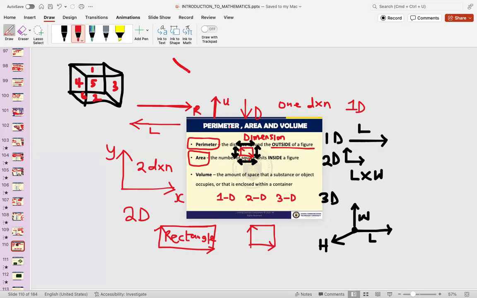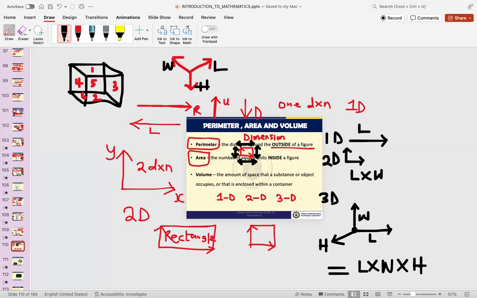Look at the upper part. You are seeing this, you are seeing this, you are seeing that. That is the 3D. So you see a direction going this way, a direction going that way, a direction going this way. And that is the 3D, where you have the 3 measurements. So you have the width, you have the length, you have the height. So every 3D will give you length multiplied by width multiplied by height.